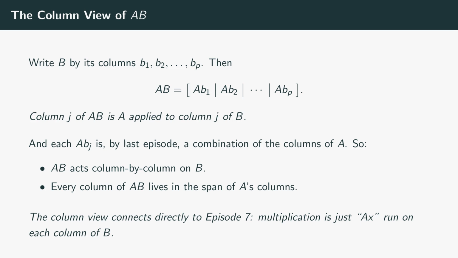And remember what A times x is, a combination of the columns of A. So every column of the product lives in the span of A's columns. This column view is often the fastest way to multiply by hand, and conceptually it is the most honest. A times B is nothing more than A acting, in turn, on each column of B. Hold both pictures, rows dotted with columns for the entries, and A acting on whole columns for the structure. They are the same operation, two angles.